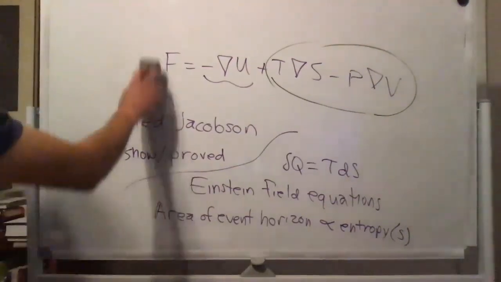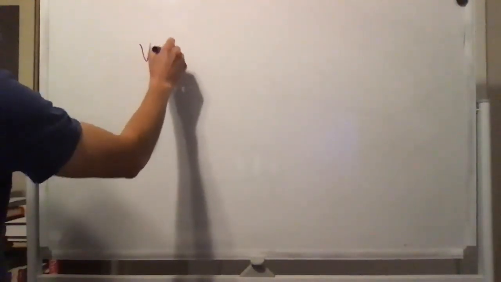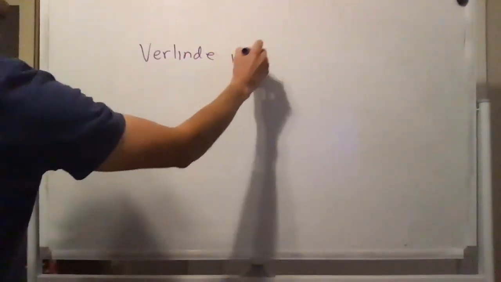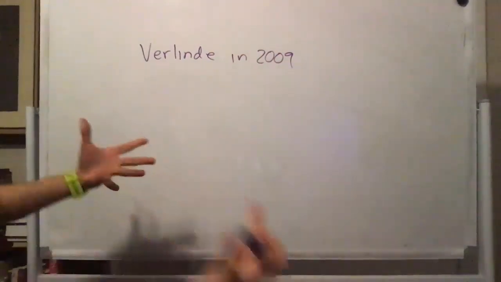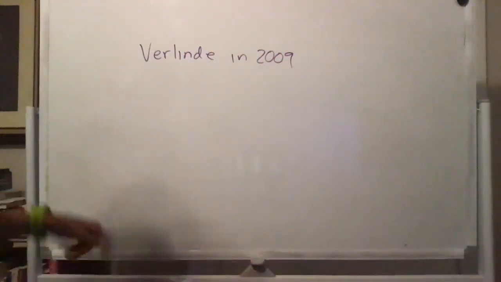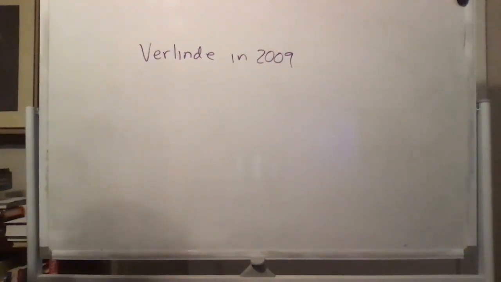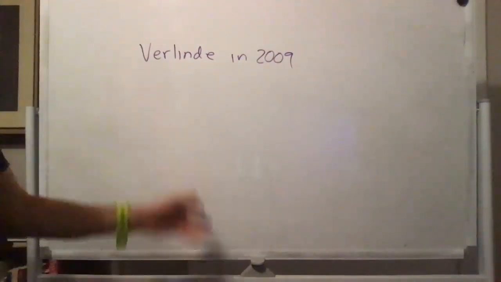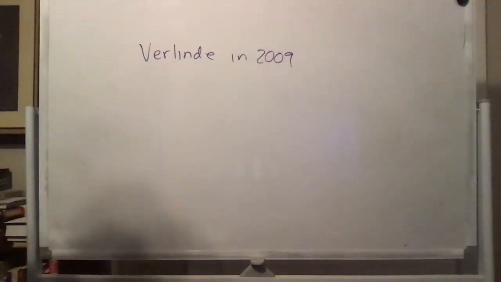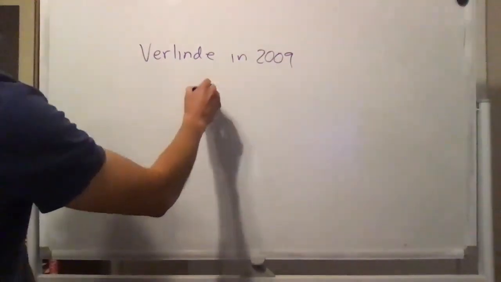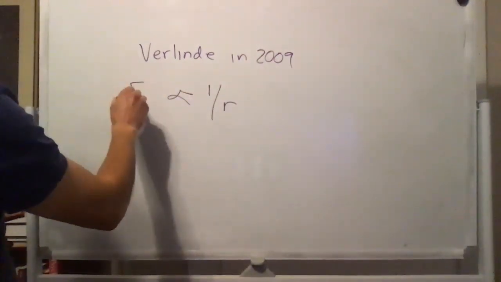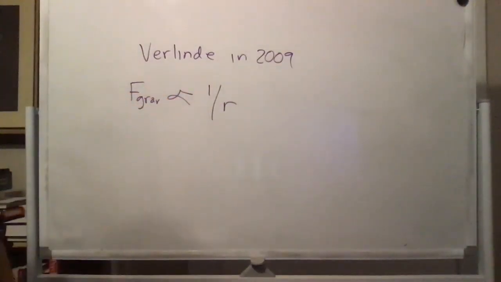So what is controversial? Verlinde in 2009 considered space, so more flat space away from black holes, to have an event horizon, and did a similar treatment to the Jacobson treatment. And he recovered the 1 over R dependence for the gravitational force.